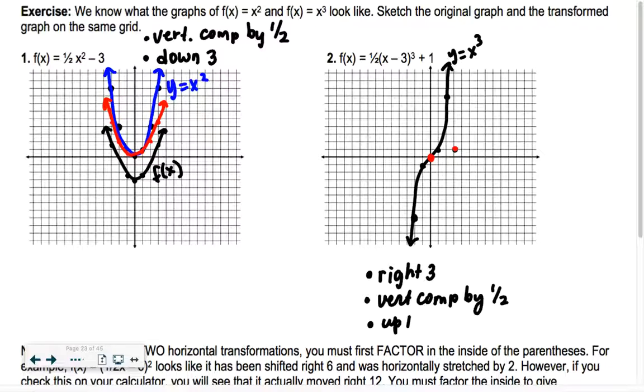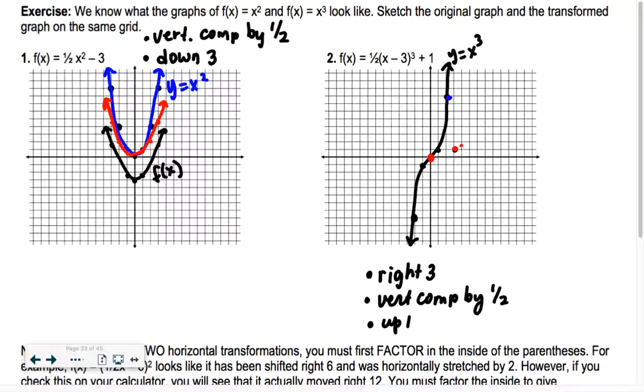So how about this point? At 1, 1, we go right 3, so we're here. We take its y value and halve it. And then we go up 1. So we're going to be right here.